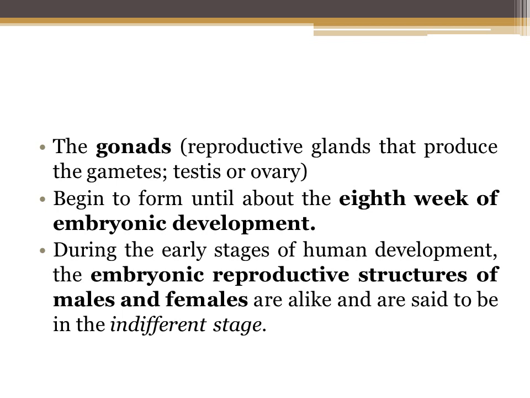Now, during the early stages of human development, the embryonic reproductive structures of males and females are alike and are said to be in the indifferent stage. While the embryo is still growing, the reproductive structures of both the male and the female are alike. It looks the same in the initial stages, but they are different. Let's find out why. Let's go to the next page.